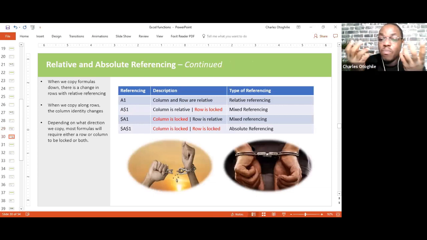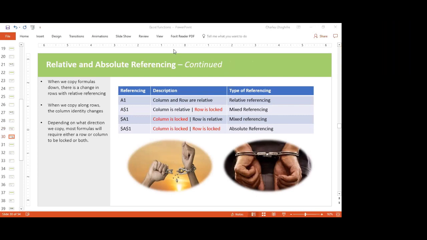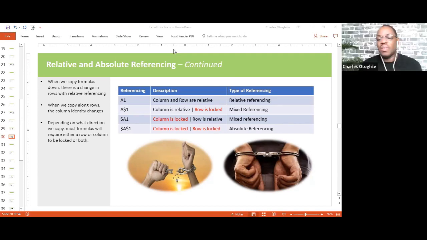Every time I think about locking cells, I think about handcuffs. The handcuff is almost like the dollar sign. I don't know if they thought about that when they were using the dollar sign to lock references, but it's ideal, because it simply tells us that this cell has been locked. And this handcuff is behind.